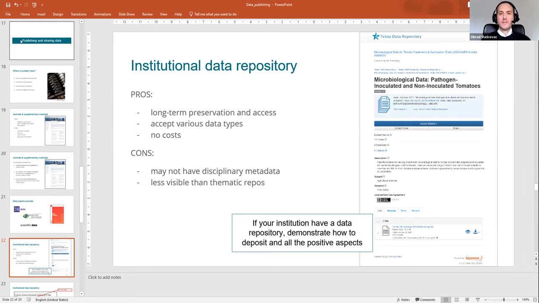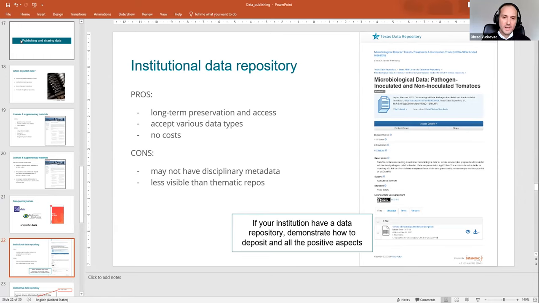The other thing that can also be used is an institutional data repository. What is good with this is that it provides long-term preservation and access. It is also an in-house solution, so you can be safe with that, knowing what will happen with your data. Of course, these data repositories accept various data types, and what is most important, they provide no costs.